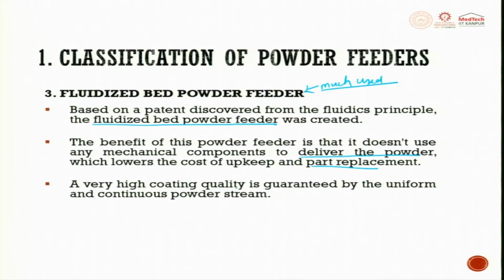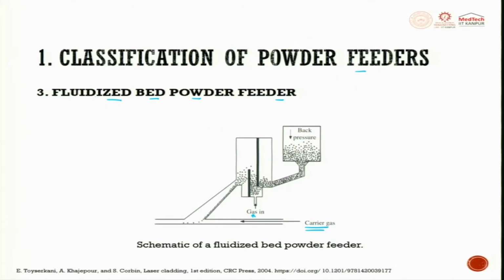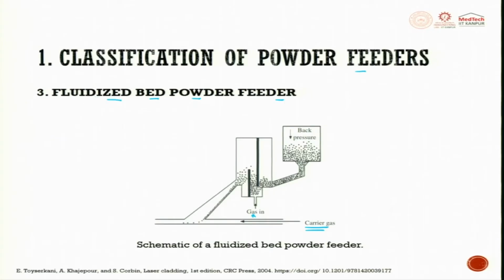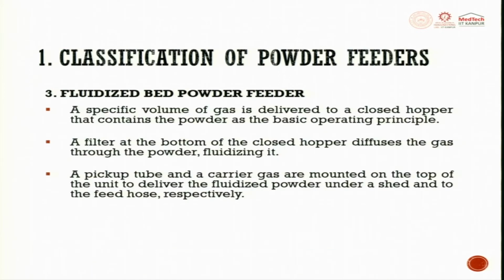A very high coating quality is guaranteed by the uniform and continuous powder stream. A specific volume of gas is delivered to a closed hopper that contains the powder as a basic operating principle. So, if you go back, this is what we are talking about, a gas which is injected where the powder is flowing. A filter at the bottom of the closed hopper diffuses the gas through the powder, fluidizing it.